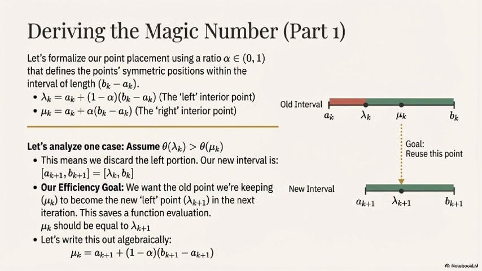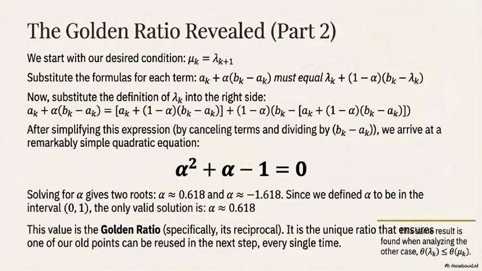Now let's apply our efficiency goal. Suppose we discard the left portion of our interval. We want to reuse the point we already have. Specifically, we want the old right point to perfectly align with the new left point in the very next iteration. By doing this, we eliminate the need to calculate a new function value for that position. If we look at the algebraic goal at the bottom of the slide, we are looking for the specific value of alpha that makes this reuse possible. In the next slide, we'll reveal the magic number that results from this logic. Slide 5. The golden ratio revealed.